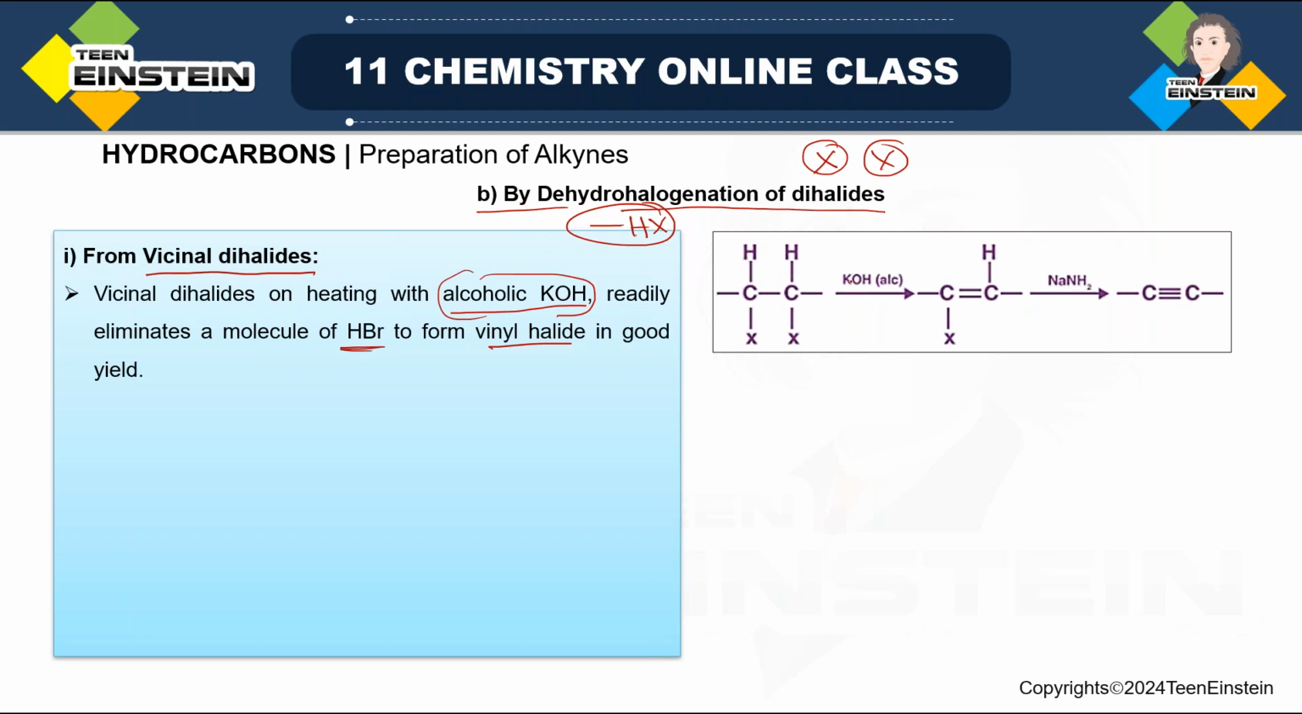So see, in the first step, one H and one X, these two are removed, minus HX, you are getting vinyl halide. This type of structure is called vinyl halide. In the second step, again H and X you have to remove. But this removal is not so easy like step 1. Why? Because now you are removing this CX, which is part of a double bond. So this CX bond breaking is not so easy, unlike the previous one. That is the reason now we have to use some strong base.